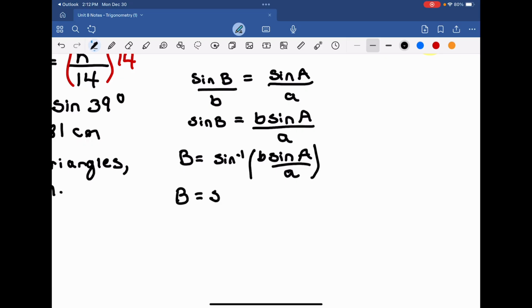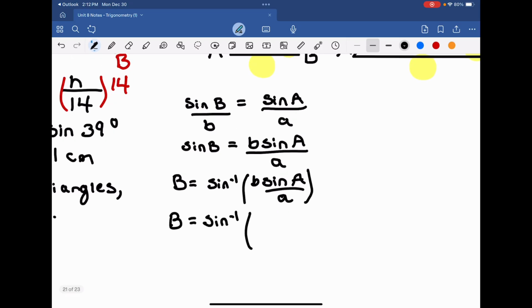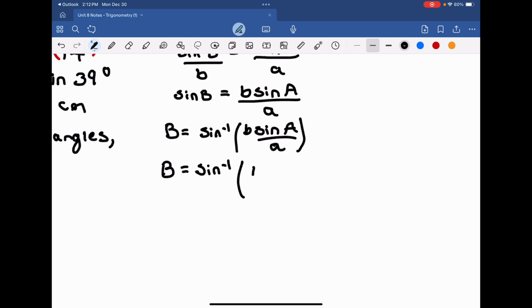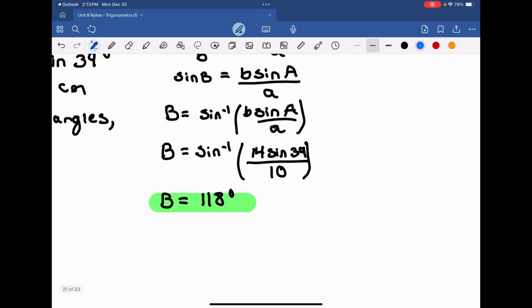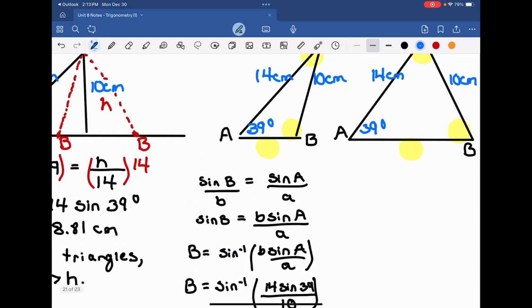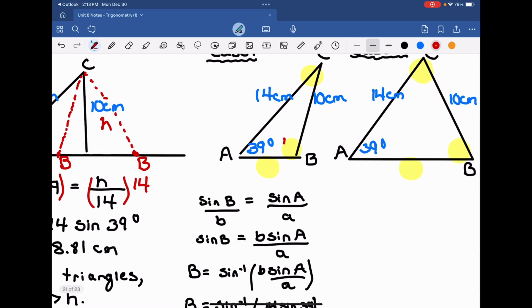B is equal to sine inverse of side length B, which is 14, times sine A, which is 39, divided by side length A, which is 10. When I plug this into my calculator in degree mode, I'm going to end up figuring out that this angle is going to be 118 degrees. Awesome. Okay, so I want to highlight this piece of information and I want to go back and fill it immediately into the triangle, because the faster I can fill that into the triangle, the better it's going to be for me here. So I'm going to go back up, and maybe I'll write it in red just to make sure that we're filling in all the new information this way.